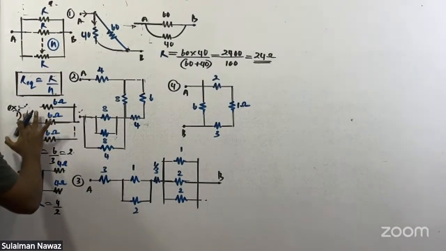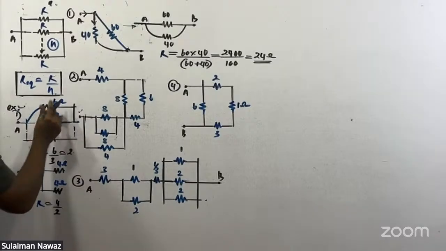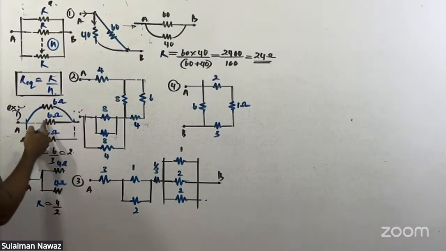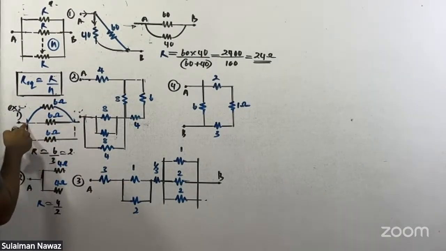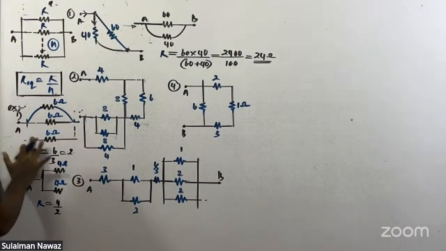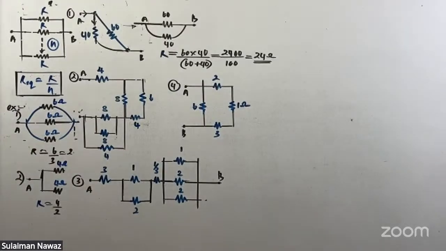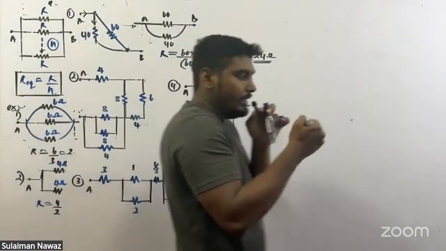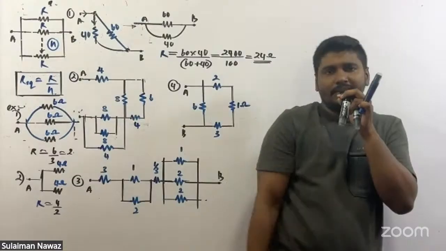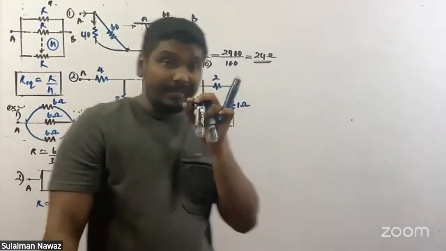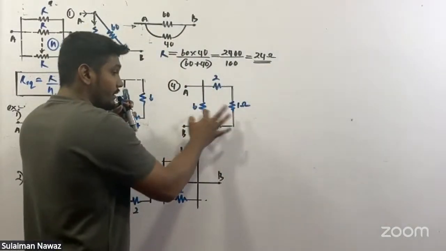So you can remove this wire and keep it like this. This 6 ohm is also connected between terminal A and terminal B. So remember, if resistors are in parallel, they should be connected to the same 2 terminals. Sometimes in a circuit they look like parallel, so you want to check that.